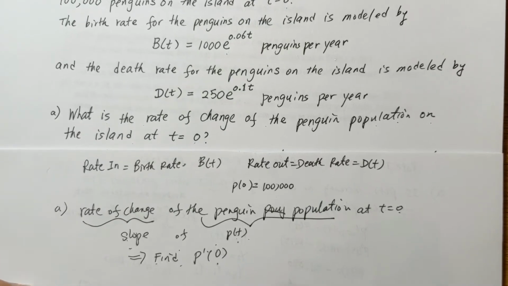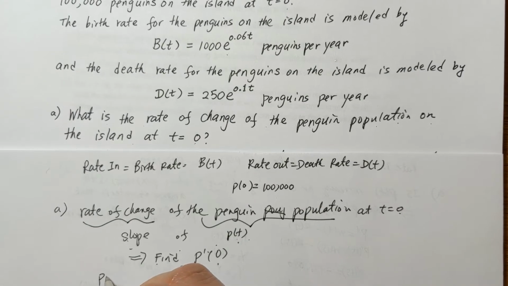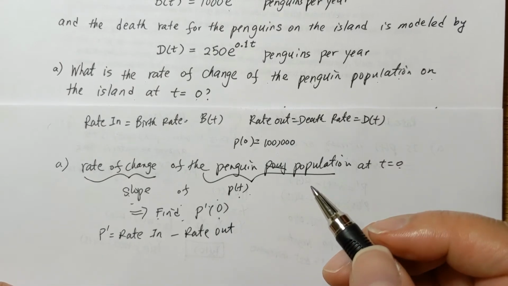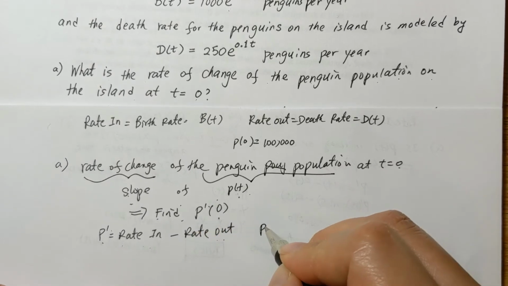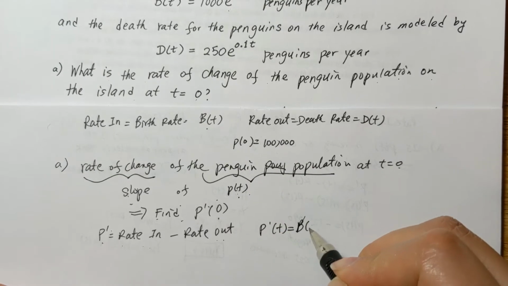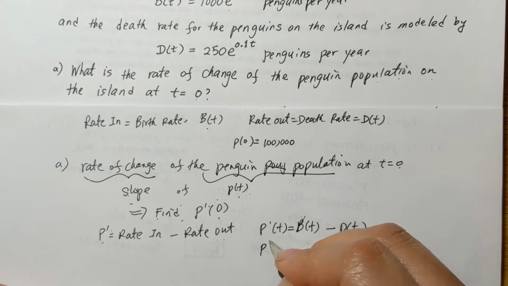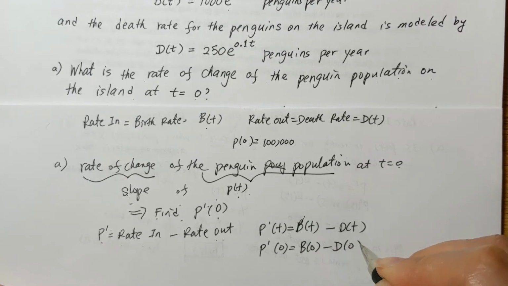So now we just have to find P prime of 0, and that would be part A. P prime equals what? It's going to be the rate in minus the rate out, just like what we did before. In this case, the birth rate is the rate in, and the death rate is the rate out. So P prime of 0 will be equal to B of 0 minus D of 0.